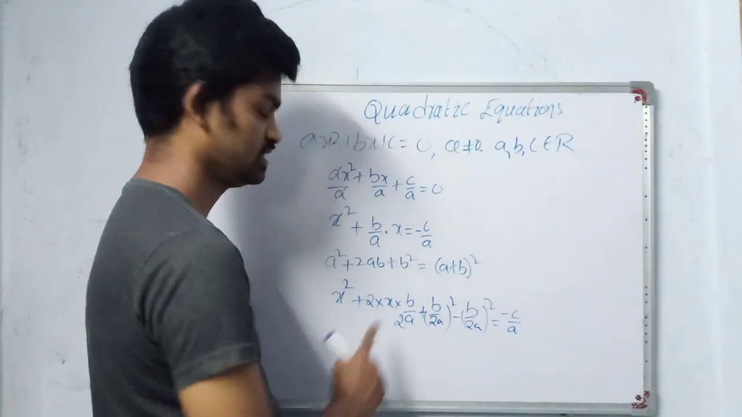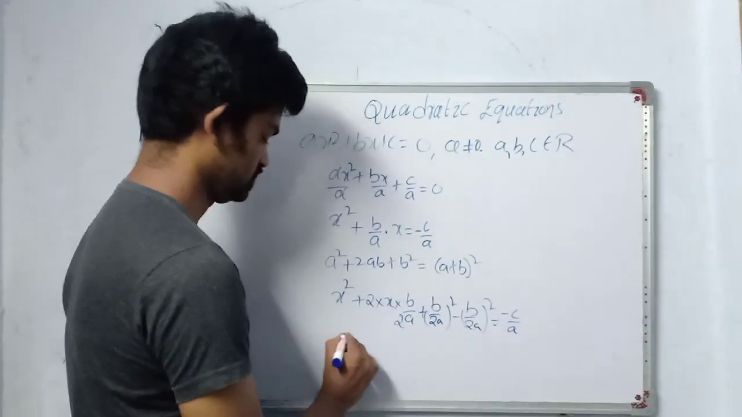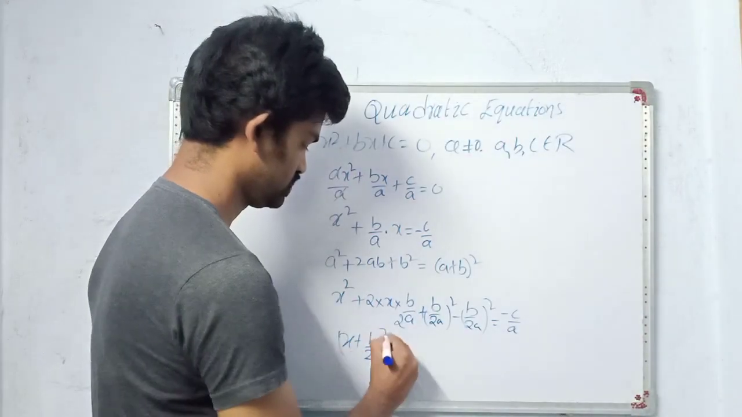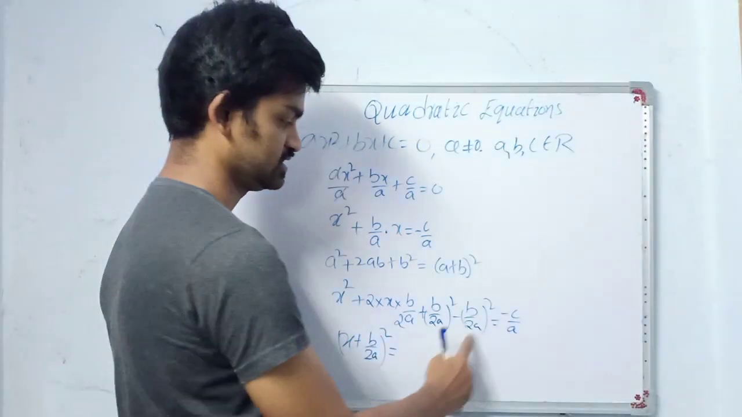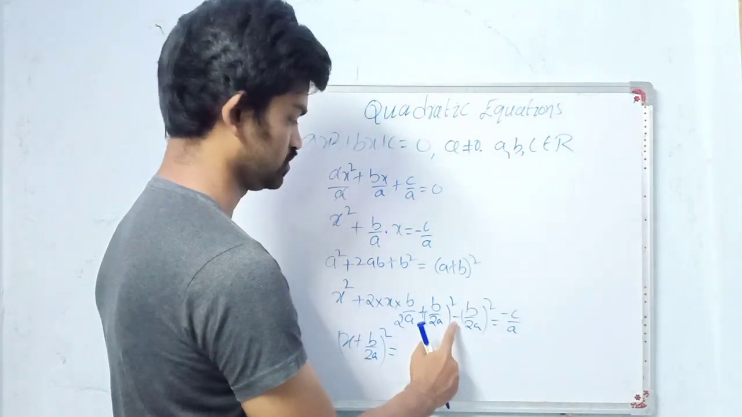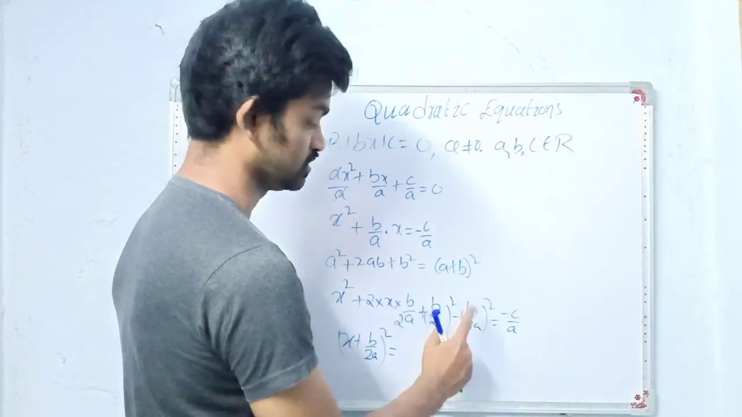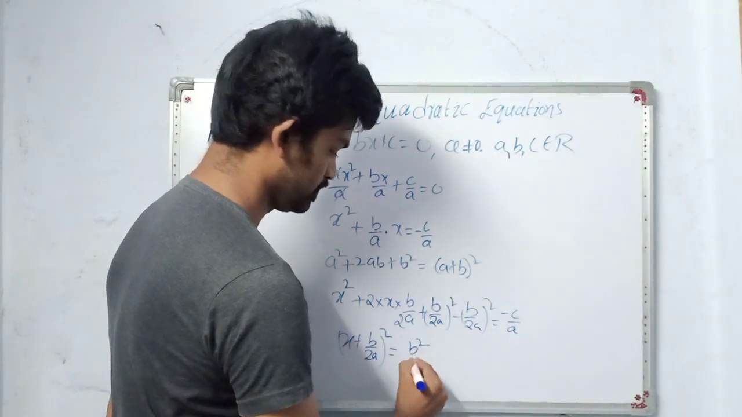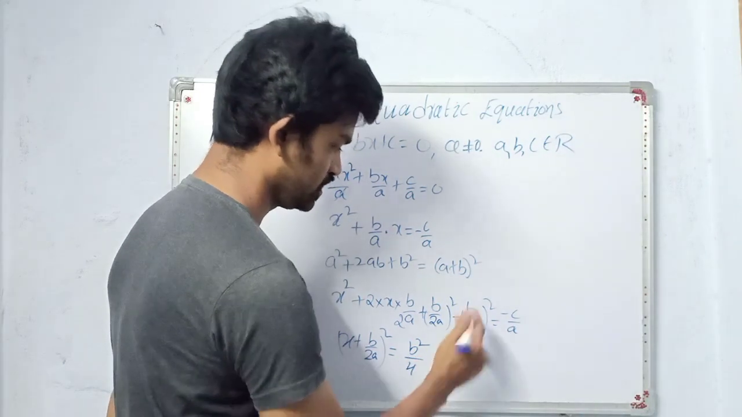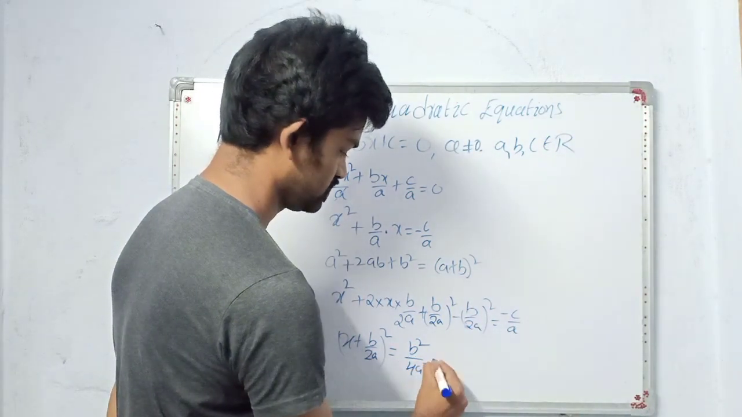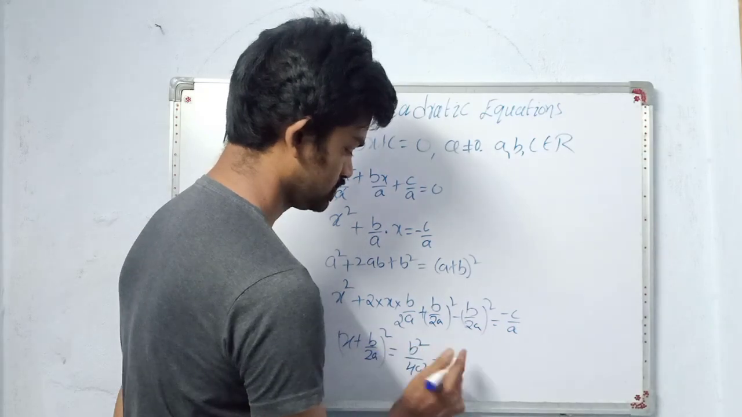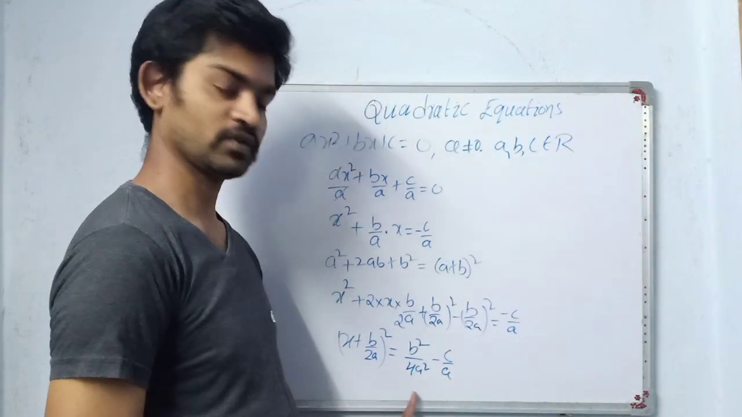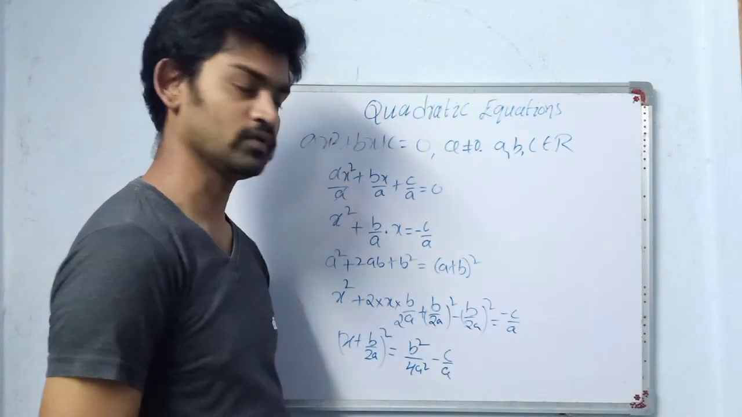Now this is a plus b whole square. That is x plus b by 2a whole square is equal to, send this term to the other side. This is negative. If you send it to the other side, it becomes positive. So b by 2a whole square is b square by 4a square, minus c by a. So do LCM here. For 4a square and a, the LCM is 4a square.